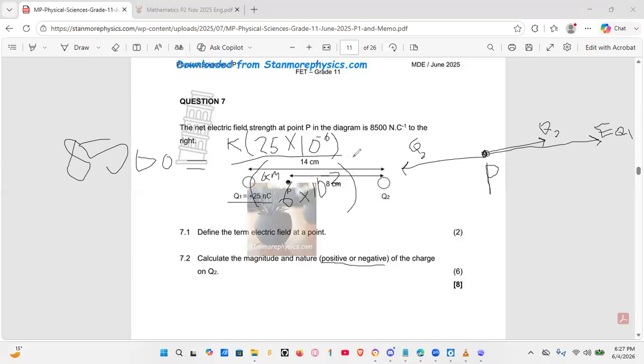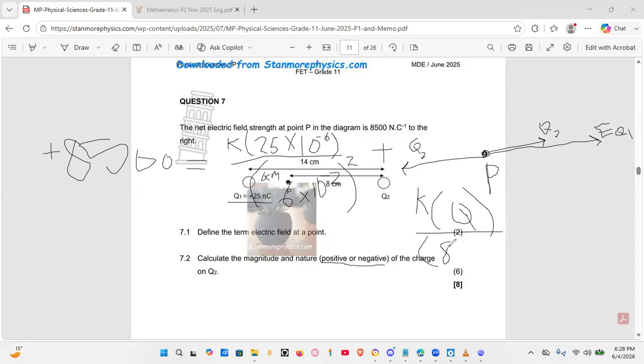Then I'll square that. I'll add that plus K. I'm not sure about the sign. I just know that it's to the right, so it's positive. So I'll say plus K. And then we don't know what Q is. Then R is going to be 8.